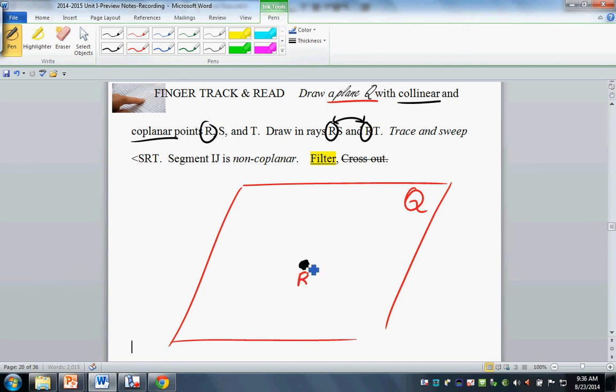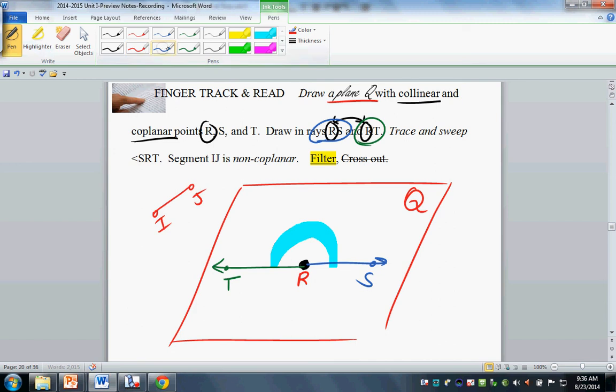So there's R, and we're going to go this way. We have RS, that's RS, and we have RT. Notice R must be the hinge. Trace and sweep SRT. Well, SRT is what's called a straight angle. And then we have segment IJ, that is non-coplanar. So IJ can be floating up off in space, or IJ could be going through the point, showing 3D.